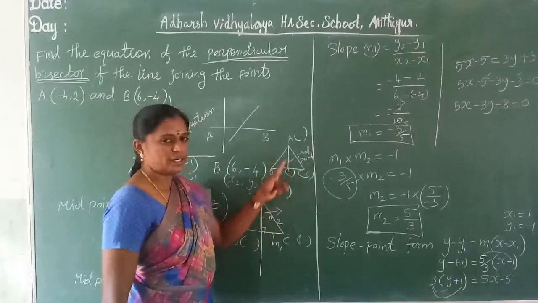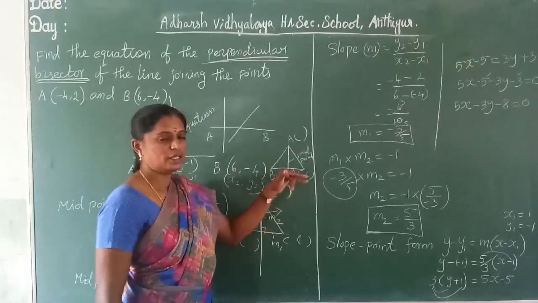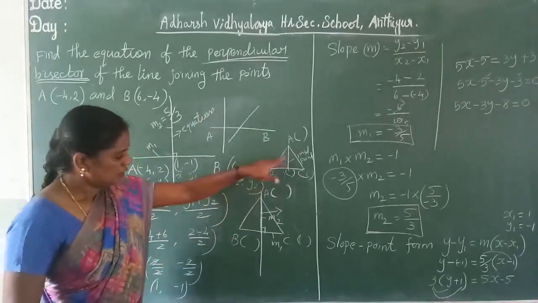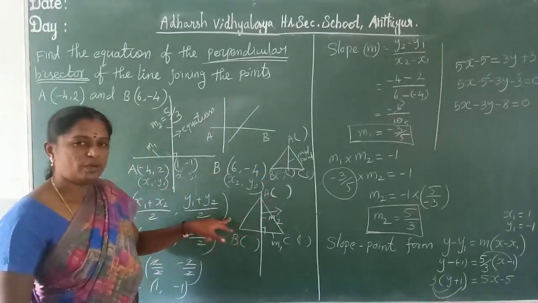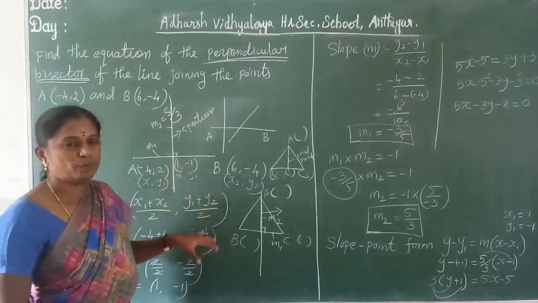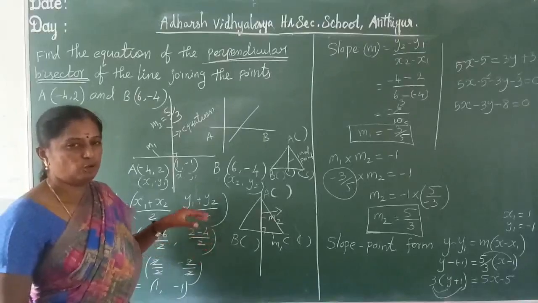So these are the important 5 mark questions: altitude and median are very important. These are 5 mark questions, and 1 mark is also important, and creative questions are also there. So you work out properly, then only you get full marks.